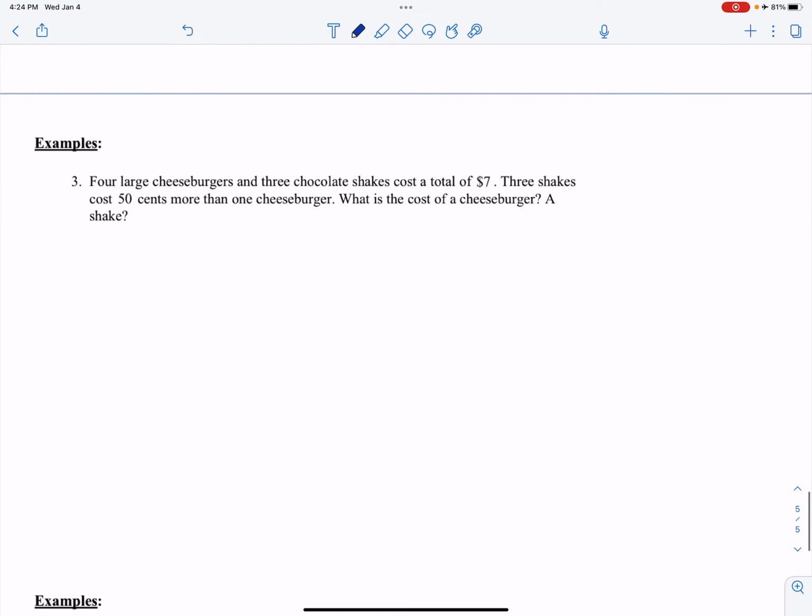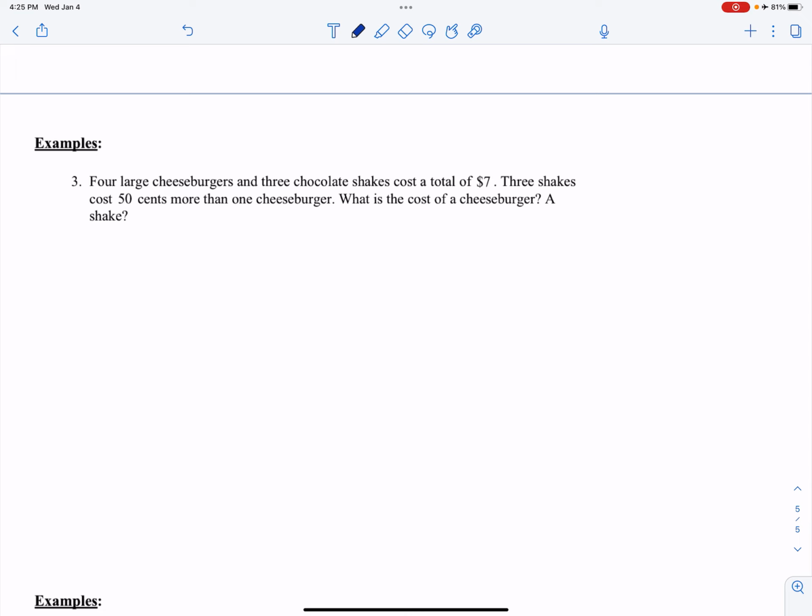4 large cheeseburgers and 3 chocolate shakes cost a total of $7. 3 shakes cost 50 cents more than 1 cheeseburger. What is the cost of a cheeseburger and what is the cost of a shake? I don't know, but I am starving and this sounds delicious and affordable.